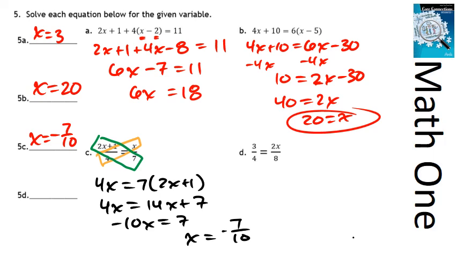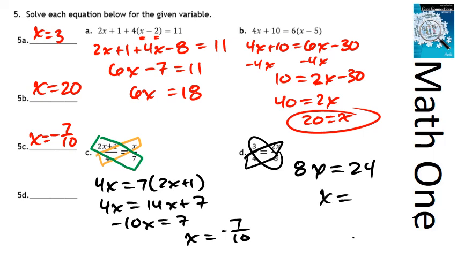And then for the last one, I think if you got C, D probably was easier, right? On D, we're just going to go ahead and do the same thing with our cross products. In the one case, we're going to get 4 times x, which is 8x. And in the other case, we'll get 3 times 8, which is 24. And if I divide both sides by 8, 24 divided by 8 is 3. So we would get that x is equal to 3 for part D.